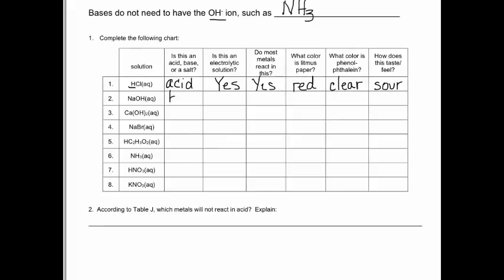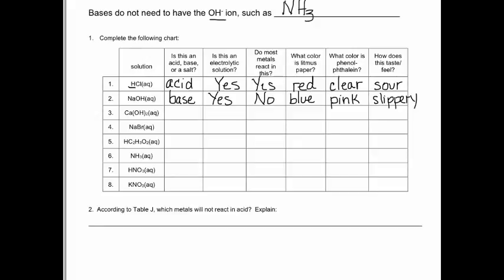This is a base. It has OH, plus it's in table L. It is an electrolyte. Bases are electrolytes, but they don't react with metals. Litmus would be blue. It's blue in a base. Phenolphthalein turns pink in a base, and it feels slippery. I actually do want to do one more with you, but we're going to skip down to number 4.